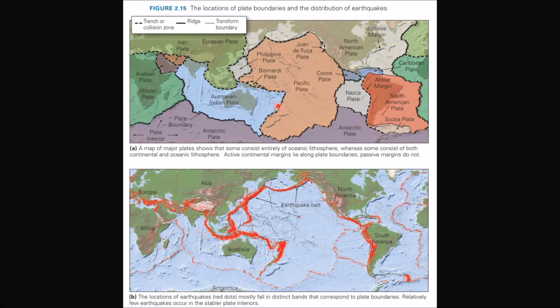Right here at the edge, right between these two plates, these two plates are pushing and pulling against each other and trying to move against each other. So over time, what happens is that a lot of pressure builds up, and then suddenly one plate slips against the other, and everything shakes in that area, and that's called an earthquake.